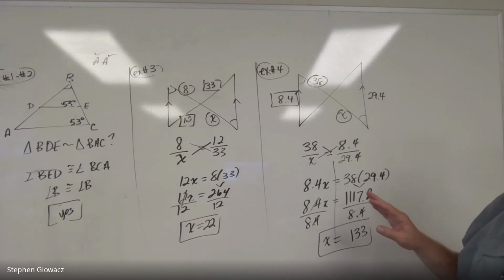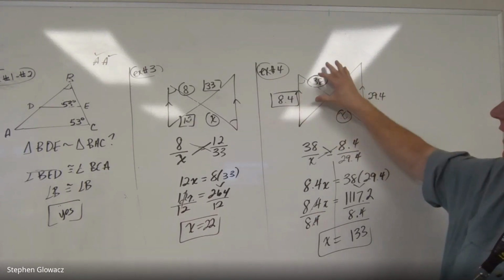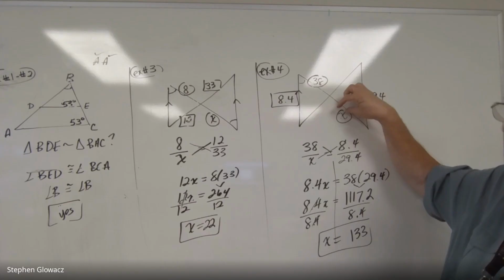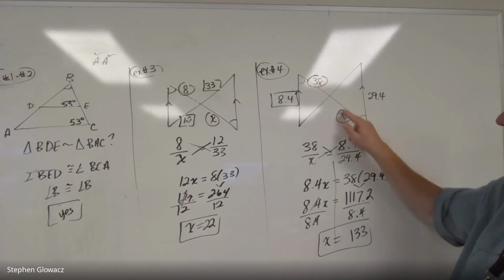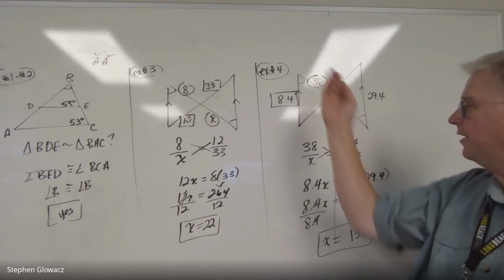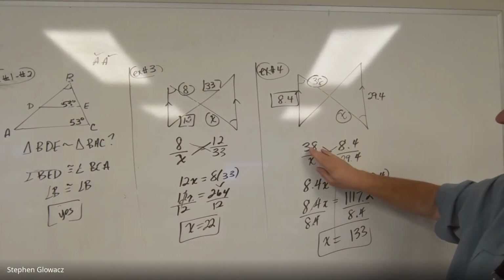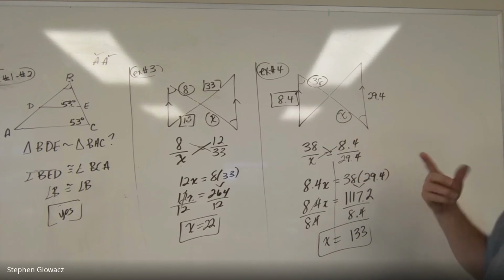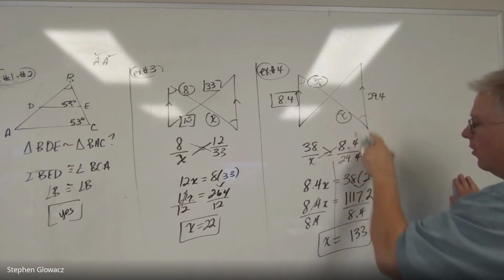And again, a couple things to keep in mind, as we said, for both 3 and 4, is the way we map one triangle onto the other is that we're not flipping, but we're rotating. And so this side corresponds to this side here. Imagine this triangle rotating, this side rotating up to here like that. And then also, if we're going to put this side in the numerator in our first fraction, we have to put this side in the numerator in our second fraction. So consistency is the key. 38 over x equals 8.4 over 29.4.